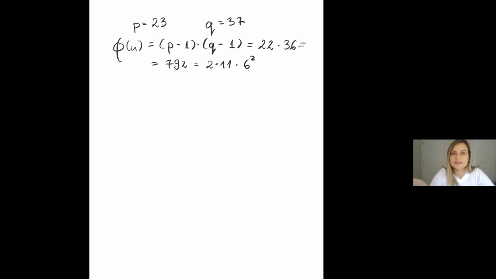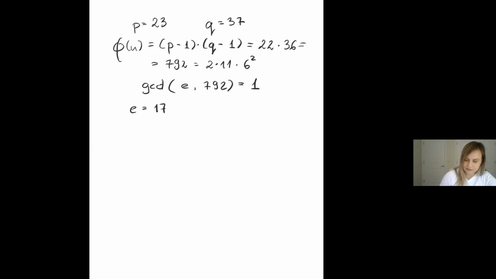Why do I need it? Because we pick our public key in such a way that the greatest common divisor of E and phi of n has to be 1. So the greatest common divisor of the E that we choose and 792 should be 1. If it's not 1, then we cannot compute the private key. Let's say that we use E equal to 17. Now it's definitely true that the greatest common divisor is 1.